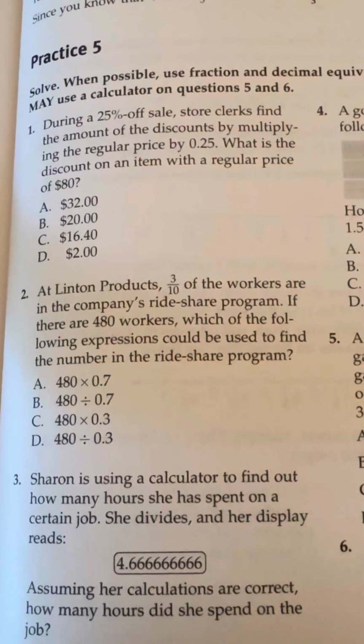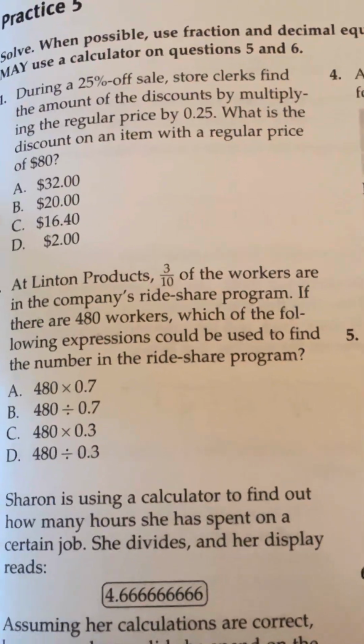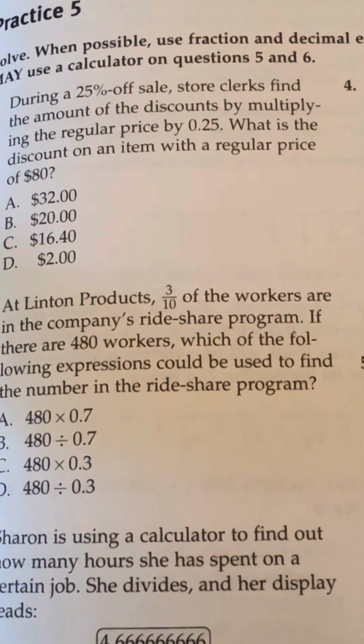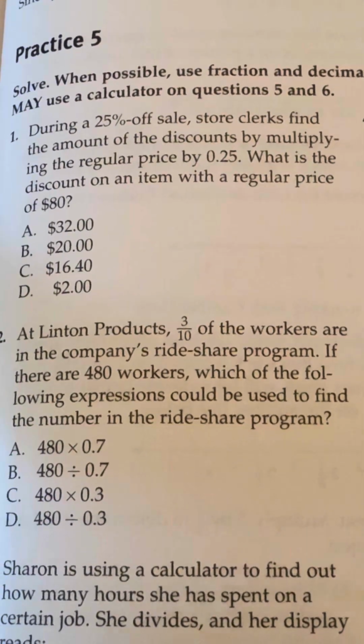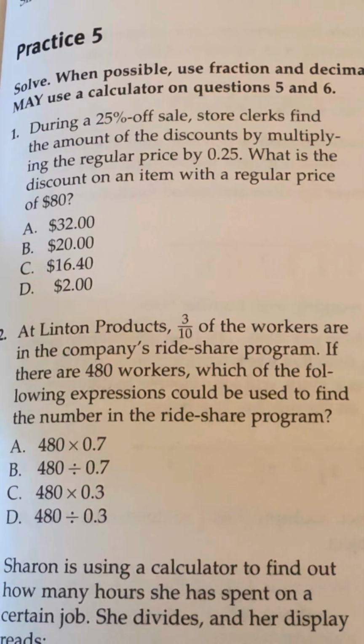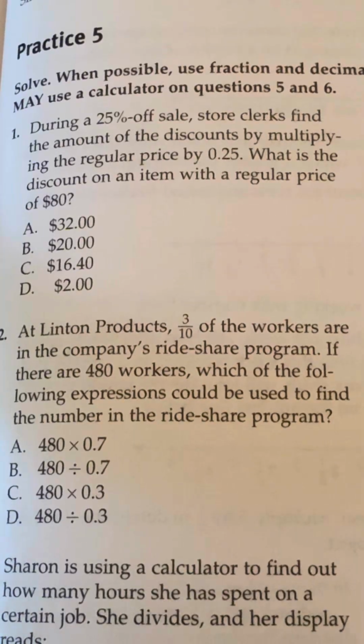So we're going to start by looking at question number 1. It says during a 25% off sale, store clerks find the amount of discounts by multiplying their regular price by 0.25, because 25% as a decimal would be 0.25. What is the discount on an item with a regular price of 80? So you can certainly know, 0.25 times 80. I've done some videos on how to do that with multiplying decimals, so check those out.